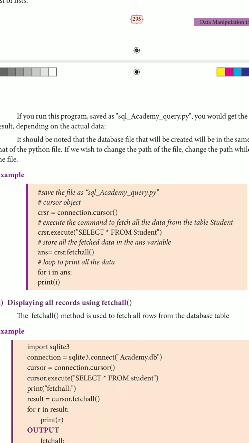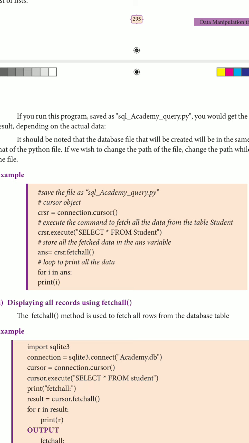CRSR dot execute is equal to select star from student. So to collect all the data, they are creating a variable known as ANS. Answer is equal to CRSR dot fetch all. This is a function that will get all the data from the table student in the academy.db, and it will store it in this answer variable.